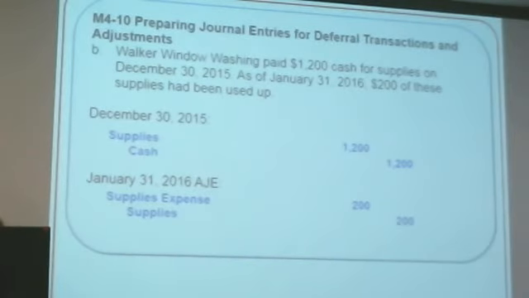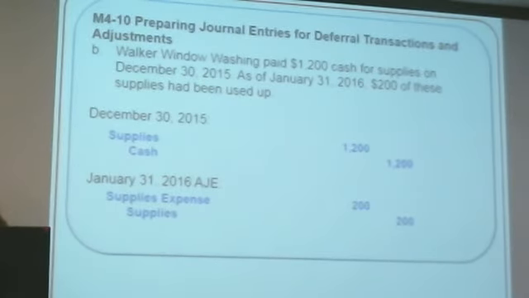Yes. If it were to be a depreciation rather than just use of supply. So depreciation's only for your long-term assets. Okay. But it'll also say depreciated. Okay. Yeah. Any questions on these?